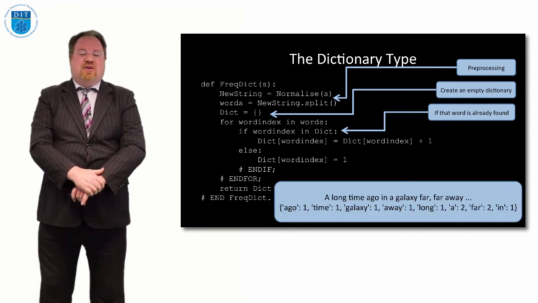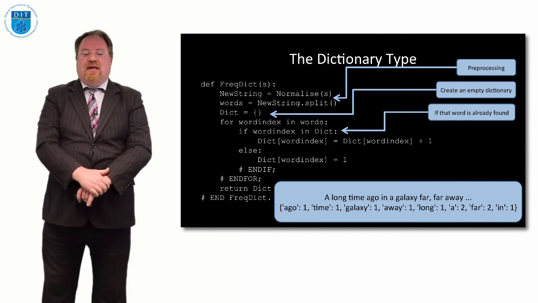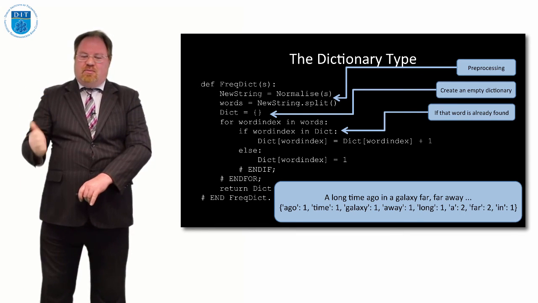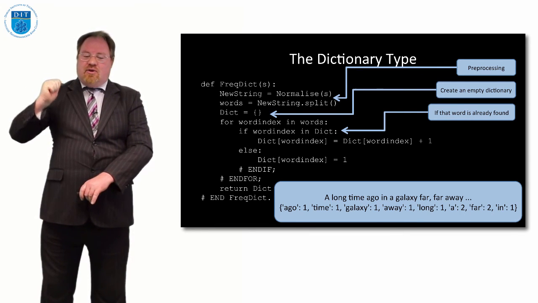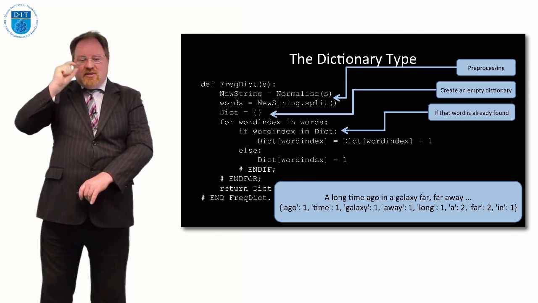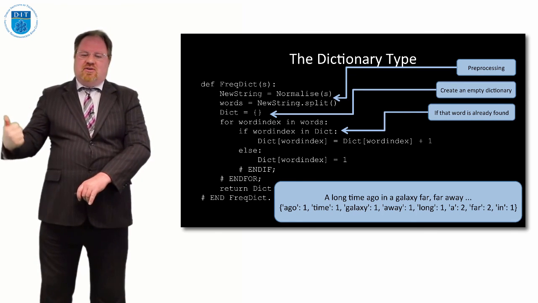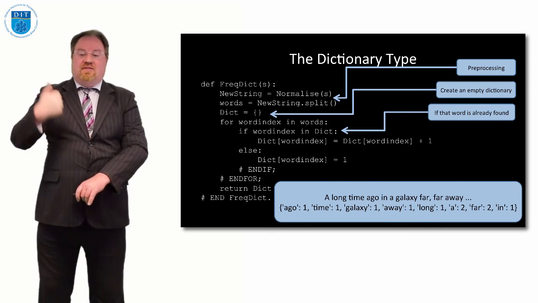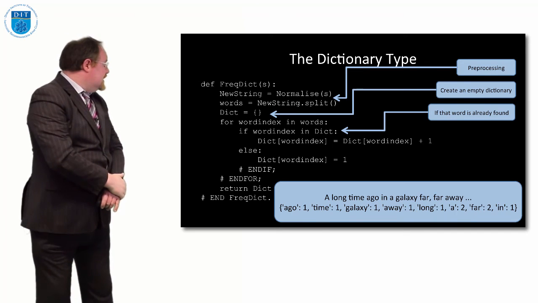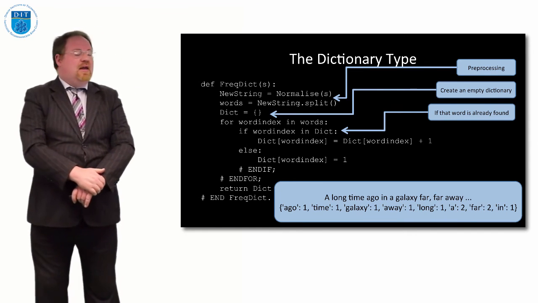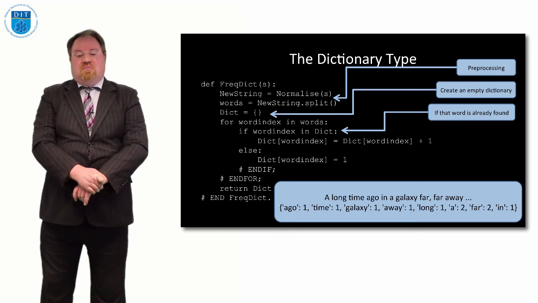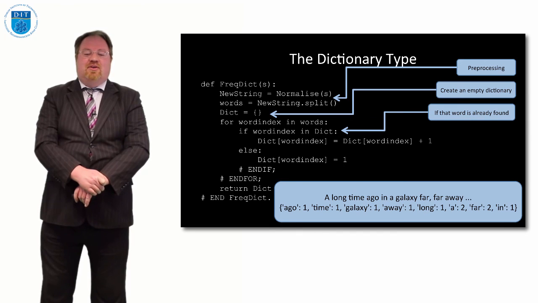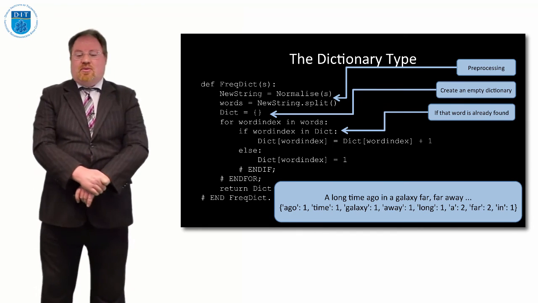So if I pass in the string, a long time ago in a galaxy far, far away, it'll first pre-process the string by taking away all the capitals and getting rid of all the punctuation marks. Then it will create a dictionary called dict, add in each word into the dictionary as it's going along, and if it sees that word again, it will add 1 onto the value being stored beside that word. So as we can see, the only 2 words that appear more than once are a and far, because of a long time ago in a galaxy far, far away. All the other words have appeared once.